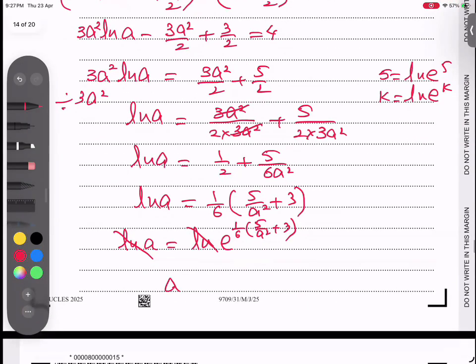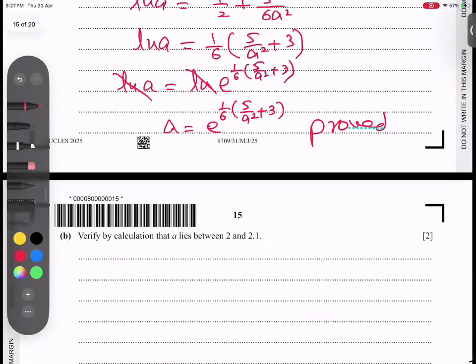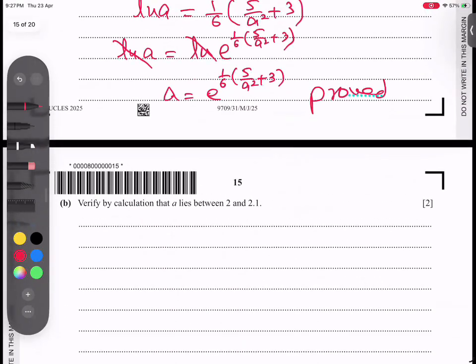So a is equal to e to power 1 by 6 times 5 over a square plus 3, and the target is proved. So I hope the concept of the question is very clear, and let's go for the next part. Verify by calculation that a lies between these.